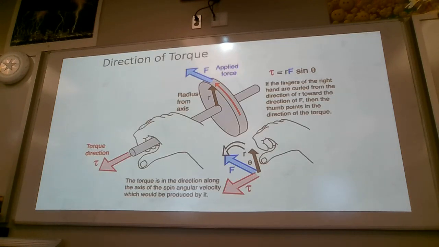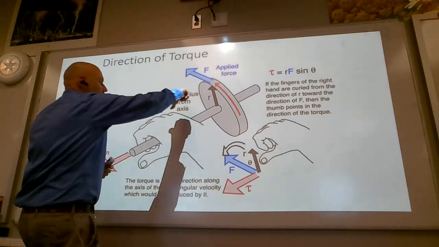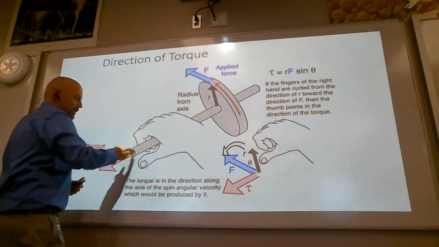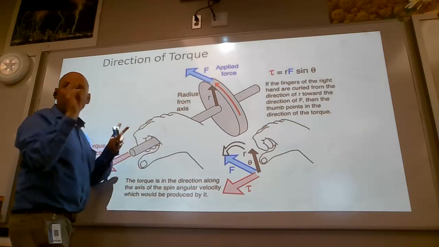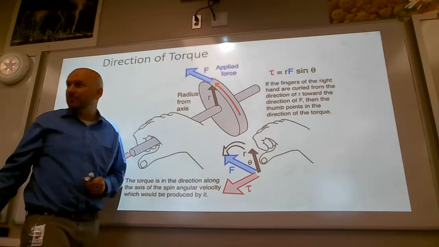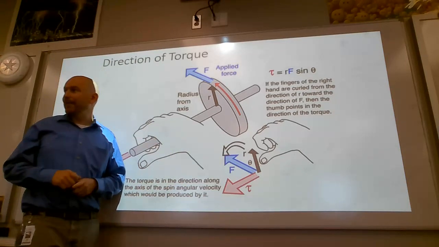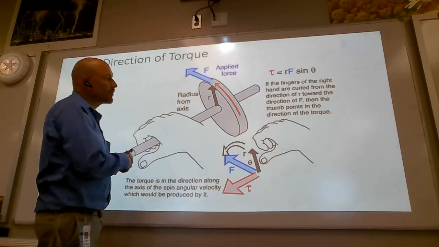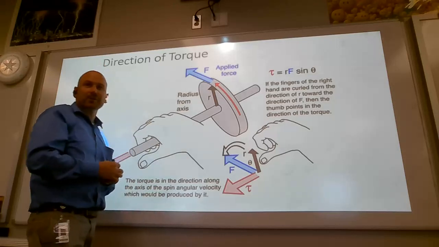Okay? All right. So direction of torque, again, you're using your right-hand rule. You're looking to see which way that force causes the object to rotate. If it's going to make it rotate this way, this is the direction of torque, which is orthogonal, perpendicular to this plane of rotation. So you're just looking at which way would that make it rotate? That would be the direction of torque.